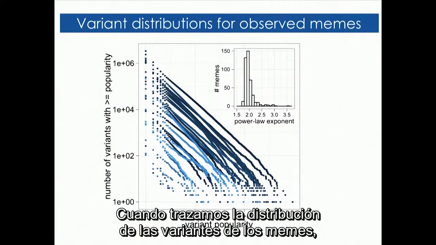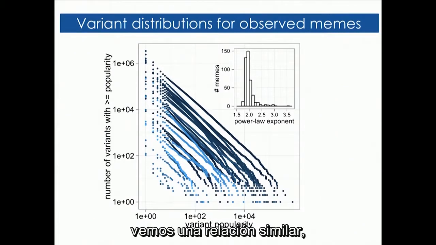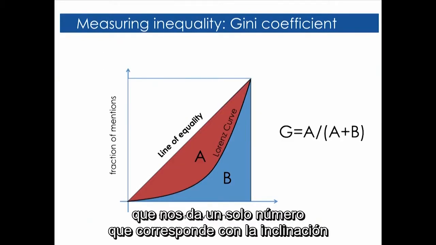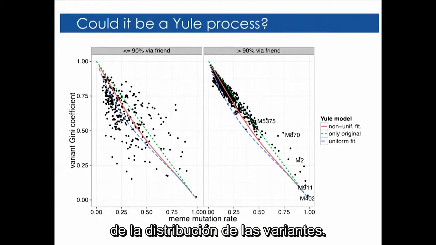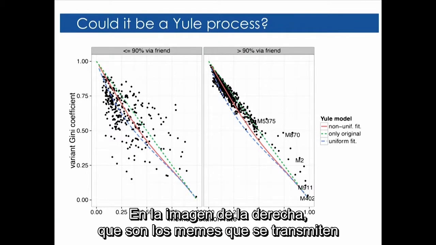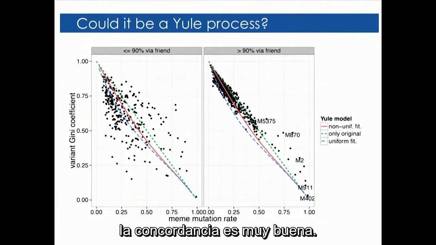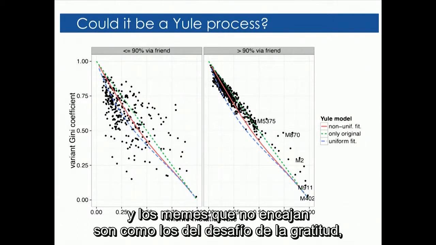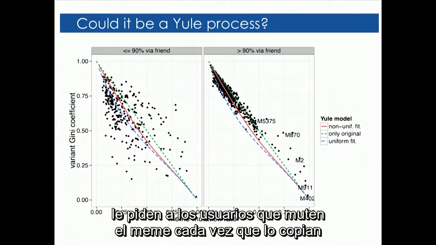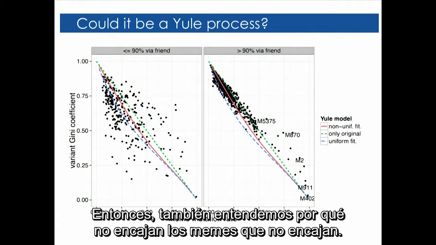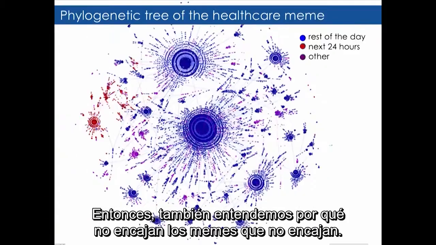When we plot the distribution of variants for the memes, we see a similar relationship, and we can capture this with the Gini coefficient, which just gives us a single number corresponding to how skewed the distribution of the variants is. And for the image on the right, which are the memes that are actually transmitted in a way such that the mutation rate can be measured, the agreement is actually really good. This model fits, and for the memes that don't fit, like the gratitude challenge meme, they ask people to mutate the meme every time they copy by adding their own unique parts. So even the ones that don't fit, we understand why they don't fit.